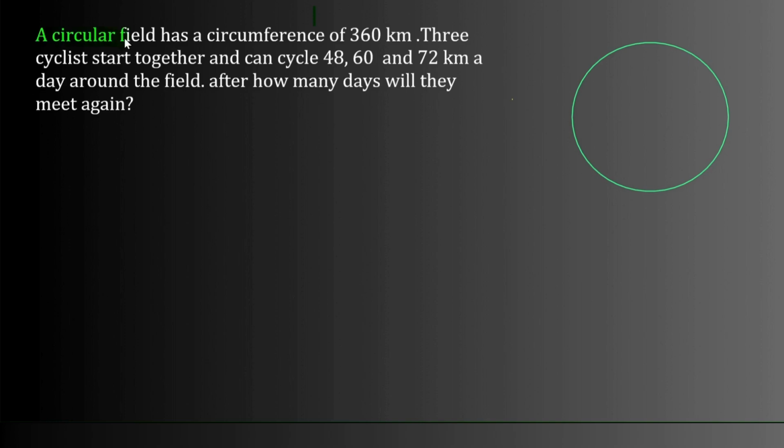So this circular field has a circumference of 360 kilometers. The first person is traveling 48 kilometers in one day. If you are interested in finding the time taken by the first person, let's say the person is A, to complete one revolution, it should be 360 divided by 48 kilometers per day. So that will give you the answer in days.